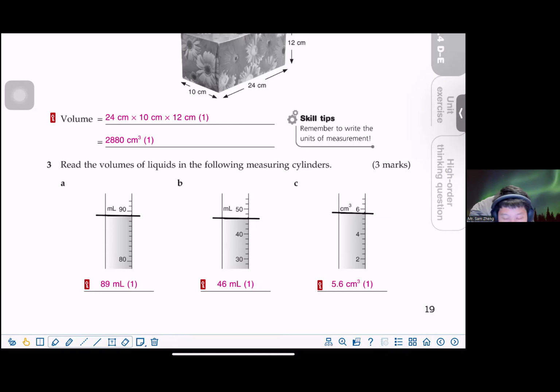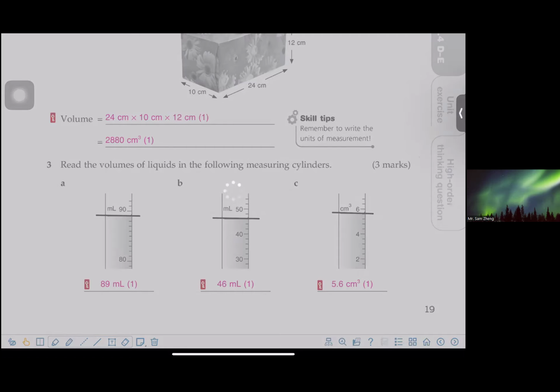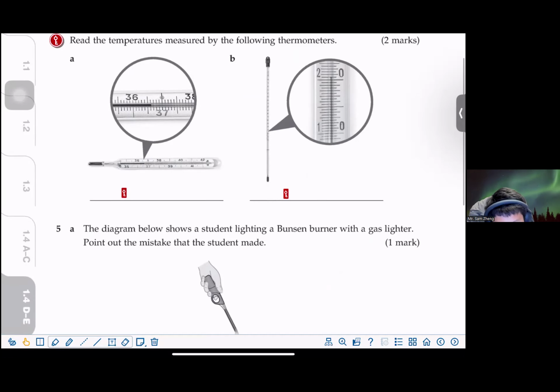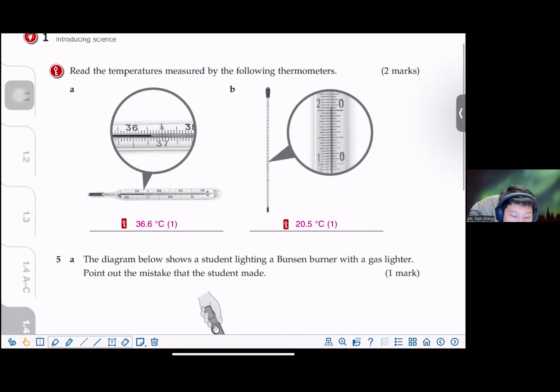Now you may ask why some of them use the unit of ml, while some of them use the unit of cm cube. This depends on the type of measuring cylinder. If the measuring cylinder provided to you lists ml, then you need to tell me the unit of ml. But if they show you the unit cm cube, then in this case, please use the unit cm cube. Not too difficult. Next, for the thermometer, it's also not too difficult, and it is something that you can read, something that you have learned in primary school.